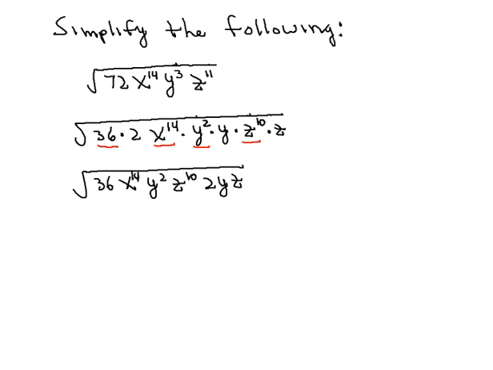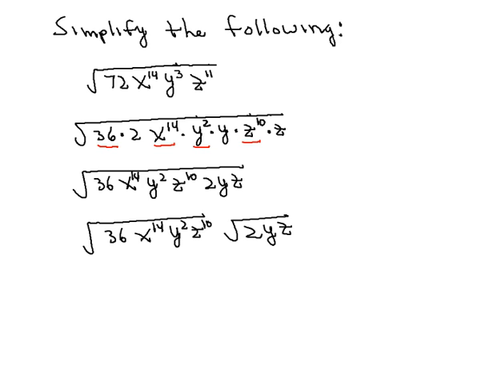So now if we rewrite using the product property, we're going to put all of the perfect square factors inside the same radical. So we'll then have the square root of 36 x to the 14th y squared z to the 10th, then times the square root of 2yz. So now we can take the square roots of each of the factors in that first radical, and I hope you'll agree that this will turn into 6 x to the 7th y, z to the 5th, and then we're left with the square root of 2yz.